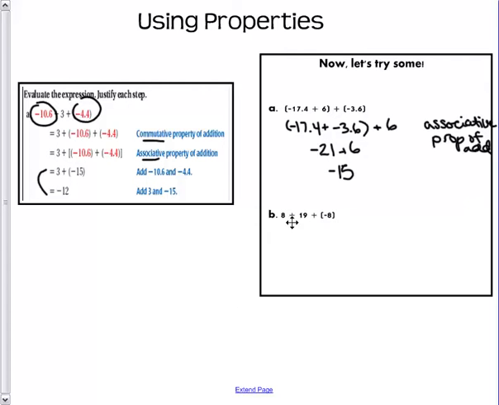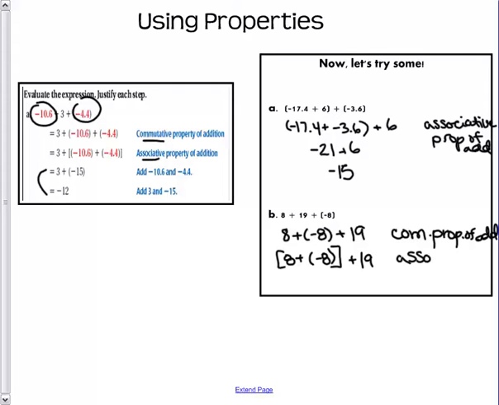Okay, so with this next one, I'm just going to rearrange them. And the first step, rearranging, is the commutative property of addition. Okay? The next step is I'm going to group them. I want to add the 8 with the negative 8 first, and then add the 19. So now that's the associative property. I want them to associate together. And these are all the properties of addition, but it's important to write that because there are some associative and commutative properties that aren't addition. So we need to make sure that we write it out. I know it's tedious, but do it.